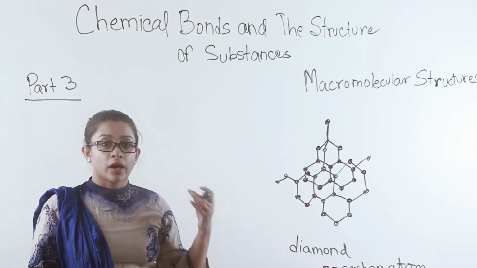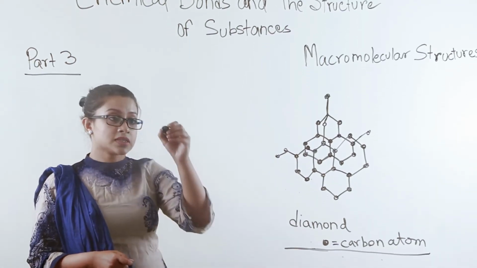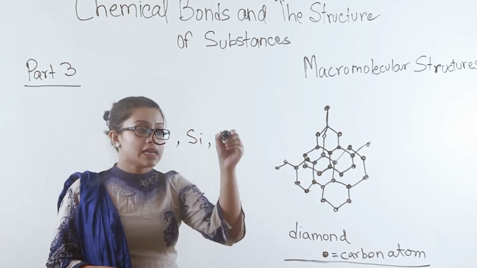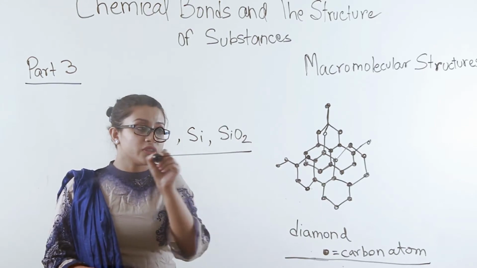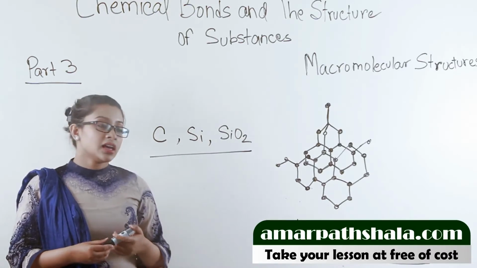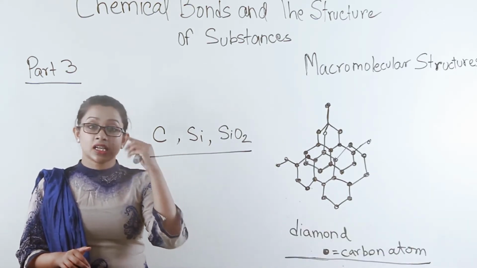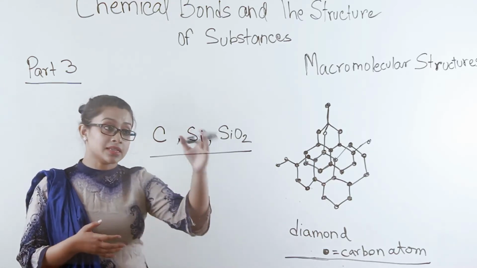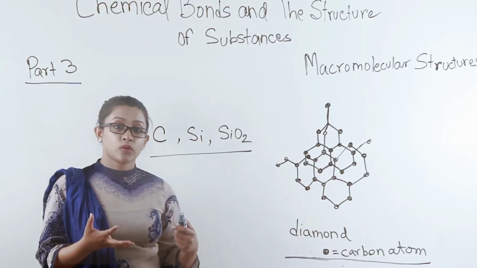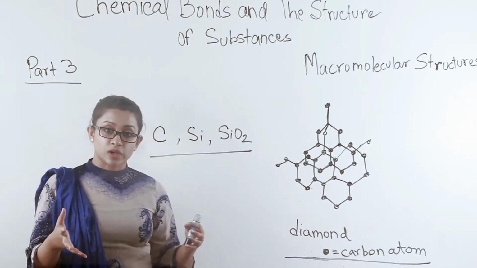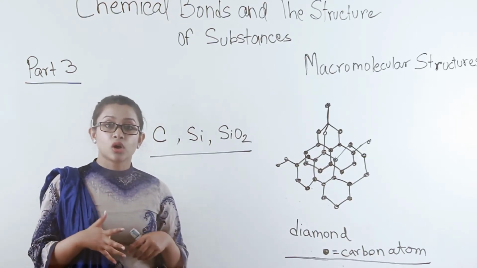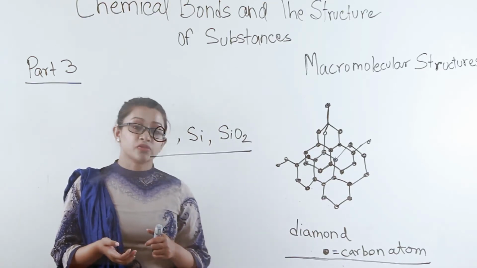So in macromolecular substances, our examples are diamond, which is composed chiefly of carbon, silicon and silicon dioxide. Silicon dioxide is also what we know as sand. So in carbon forming diamond, silicon and sand, we have molecules made up of a compact macromolecular structure. Giant molecules, each atom combined or bonded together by strong covalent bonds. What is the purpose of these strong covalent bonds?